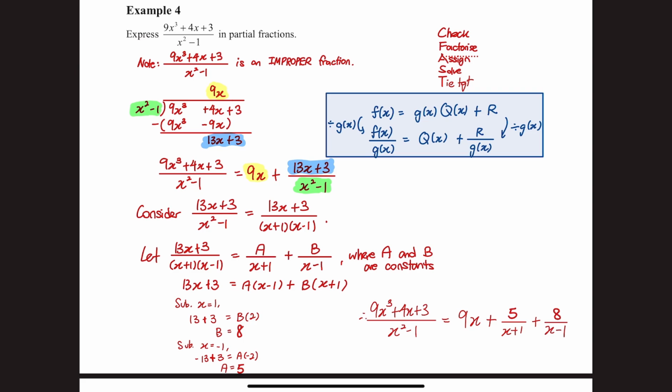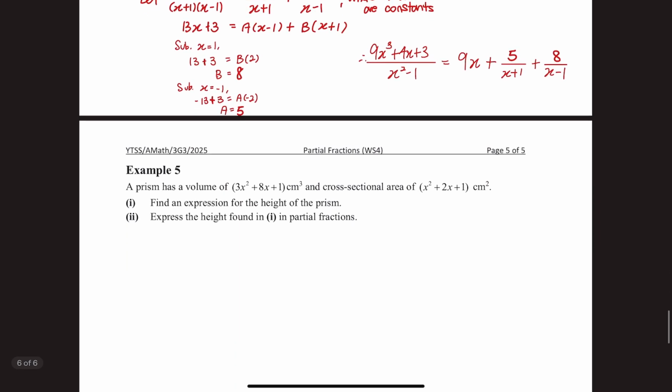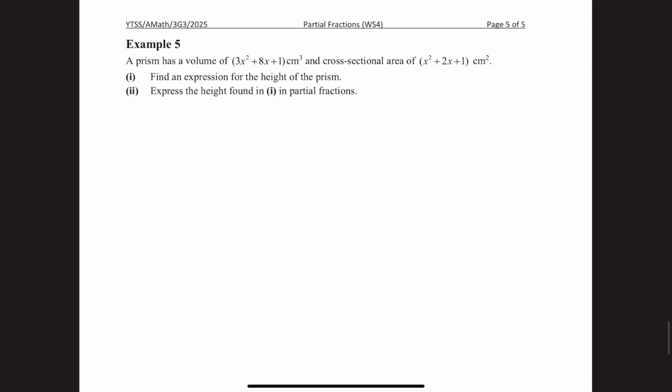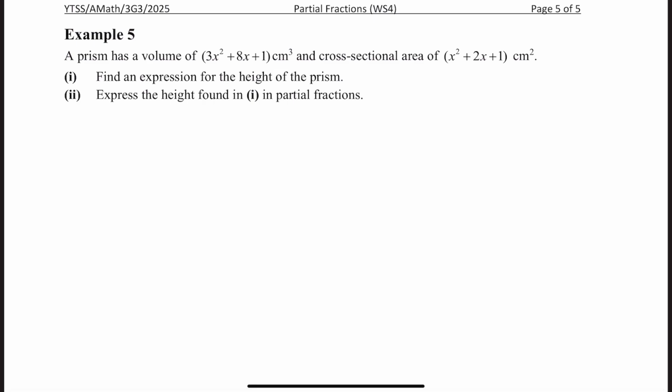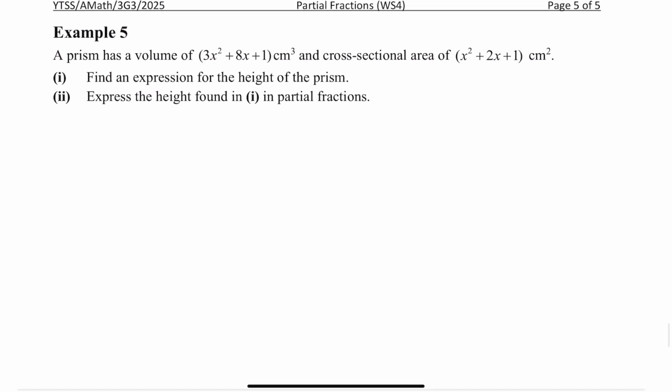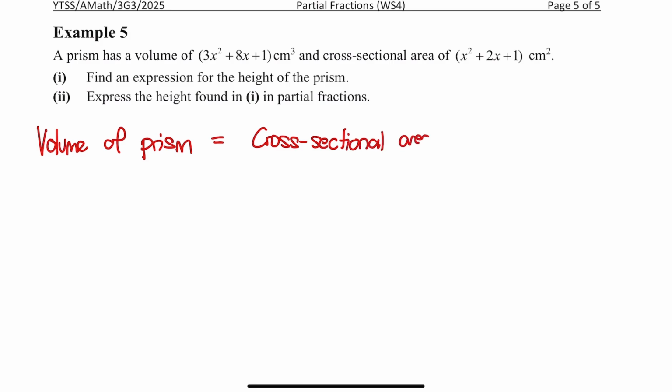Then now let's look at the last example for this worksheet, example 5. This prism has a volume of this. You can try this by yourself first, then you can pause the video, and then play the video to see the answer. Take note, this question requires you to remember the formula of a prism. So let me just write down, volume of prism. The formula you should have learned in lower secondary is that it is equal to cross-sectional area times height.